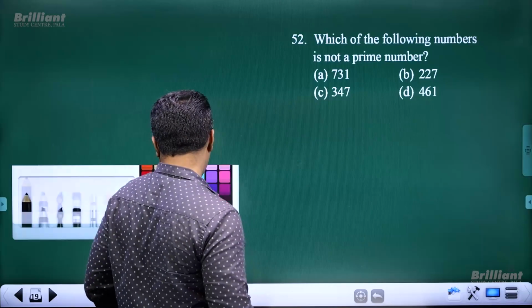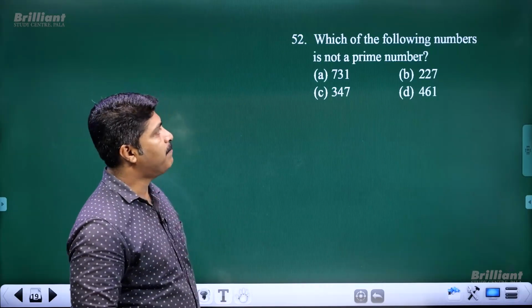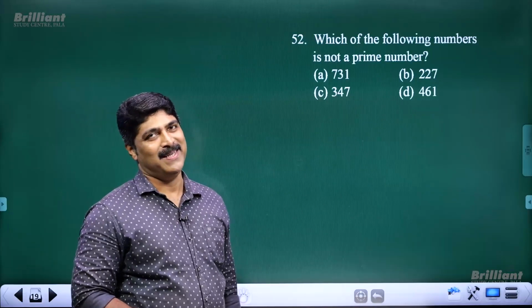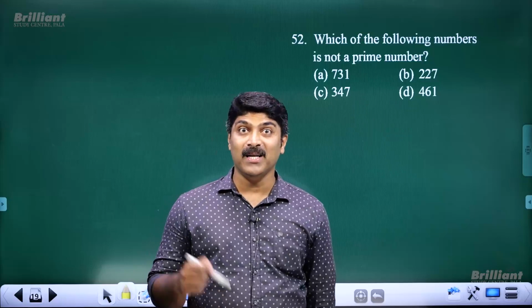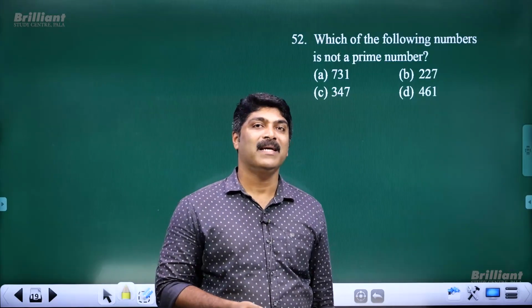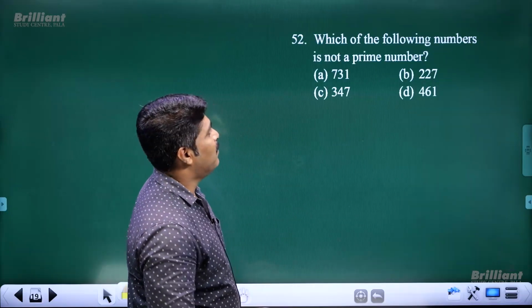Consider the second question here. Which of the following numbers is not a prime number? It's a little bit difficult one, right? Because we have to identify which is a prime number. How to identify whether the given number is prime or not? Correct. That's the important point here.